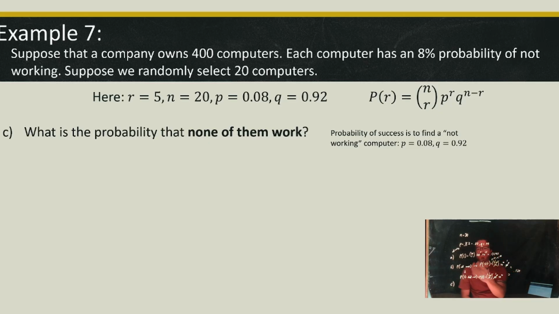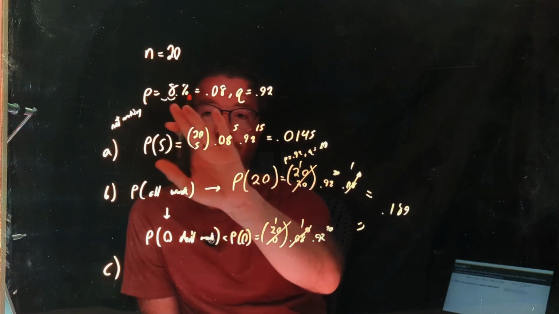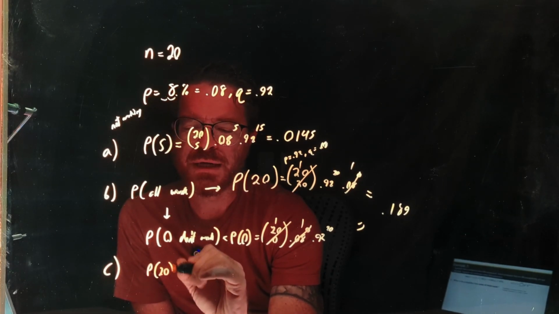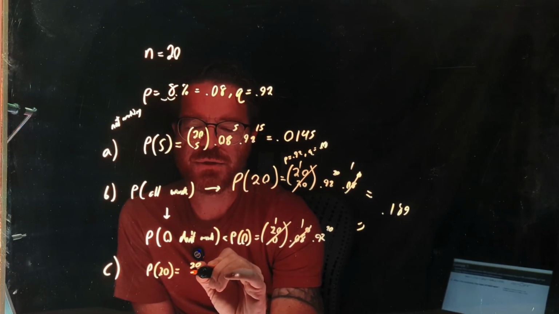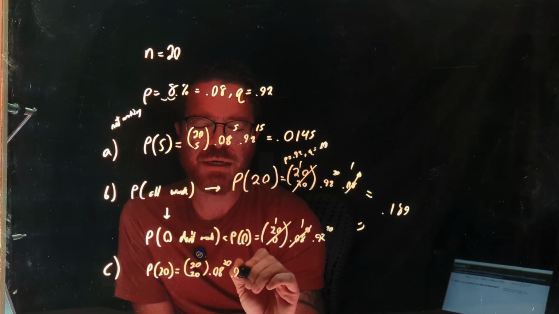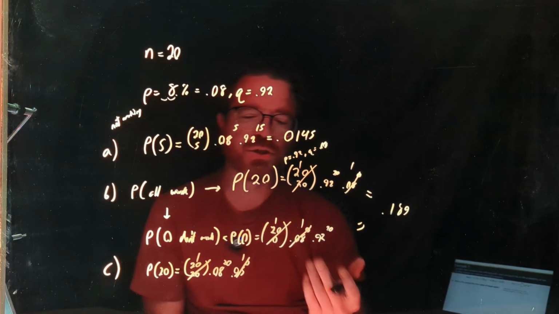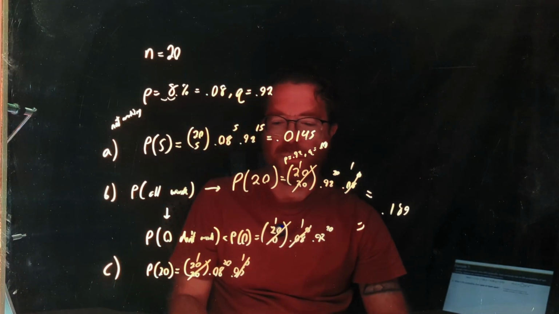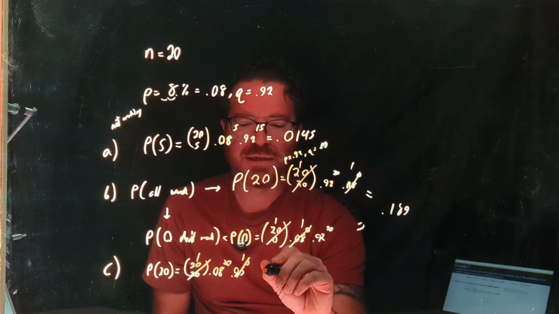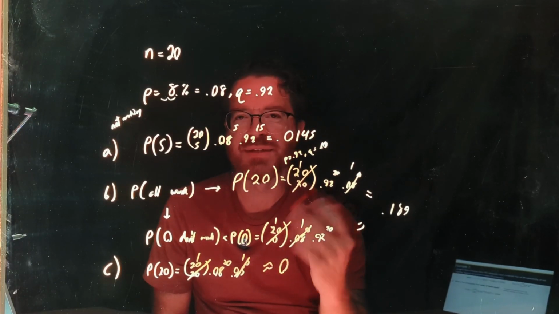So if none of them work, the easiest way to do it is to go back to our original probability of success, which is finding not working computers. Probability of 20 is going to be 20 choose 20, 0.08 to the 20, 0.92 to the 0. This is going to go to 1, this is going to go to 1. You should get 0.08 to the 20th power, which is going to be some really tiny number. We're just going to say it's around 0.